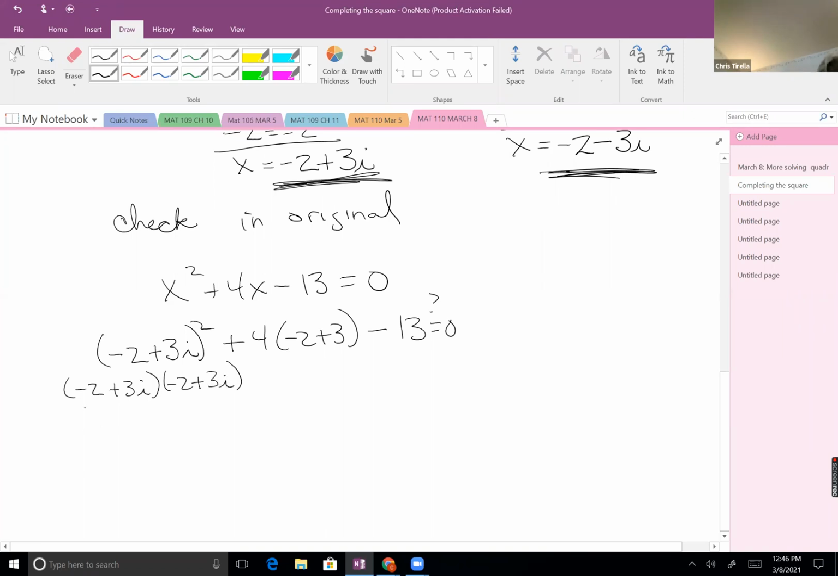Doing that multiplication, if I FOIL, that gives me 4 minus 6i minus 6i plus 9i squared, or 4 minus 12i. i squared is -1, so that'll be -9. Distributing here would give me -8 plus 12i, sorry, I lost an i in there. And then we have the -13.